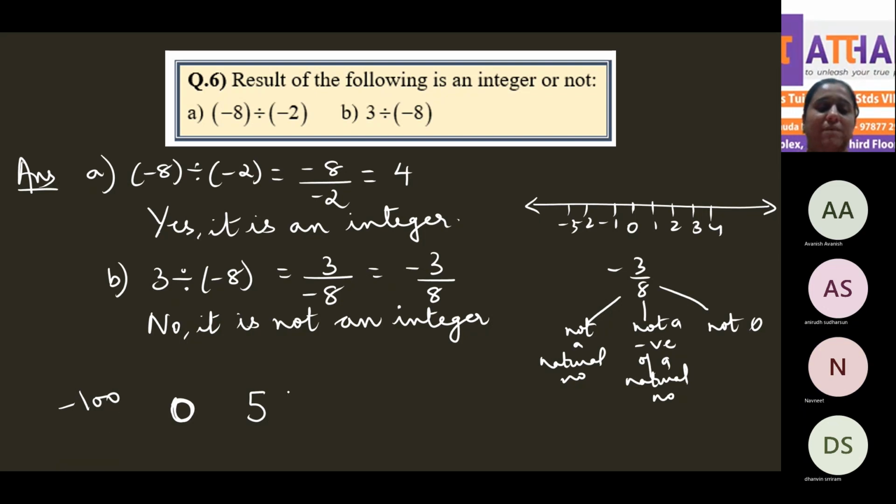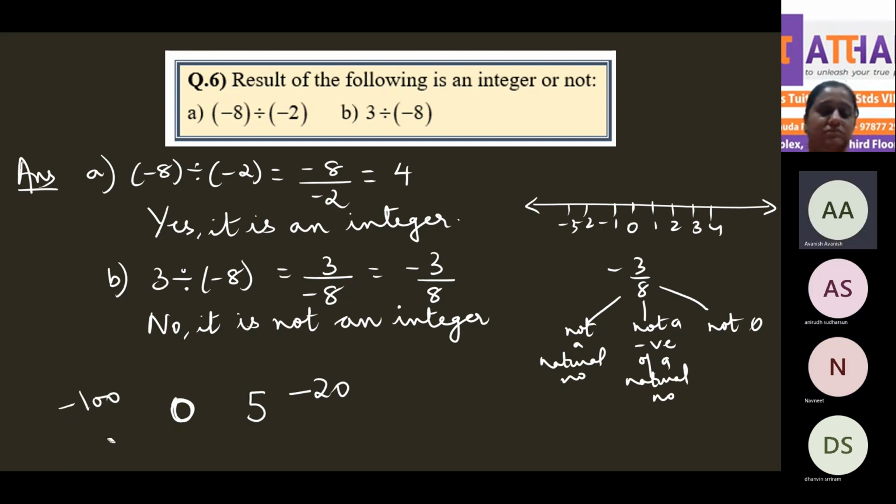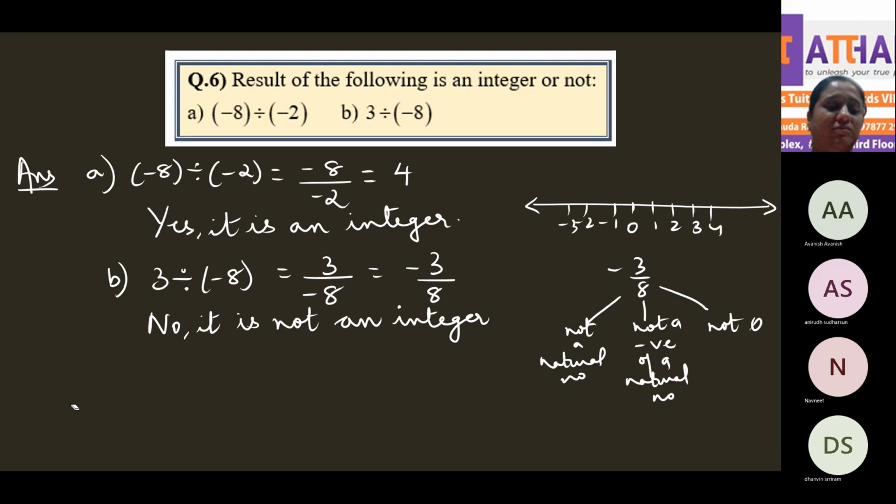Okay. Is minus 20 a natural number? No, ma'am. It has a minus symbol. It's not a natural number because natural numbers are counting numbers: 1, 2, 3, 4, 5, 6, 7, 8, 9, 10, 11, 12. Counting numbers are natural numbers. Minus 20 is not a natural number because it's not a counting number.